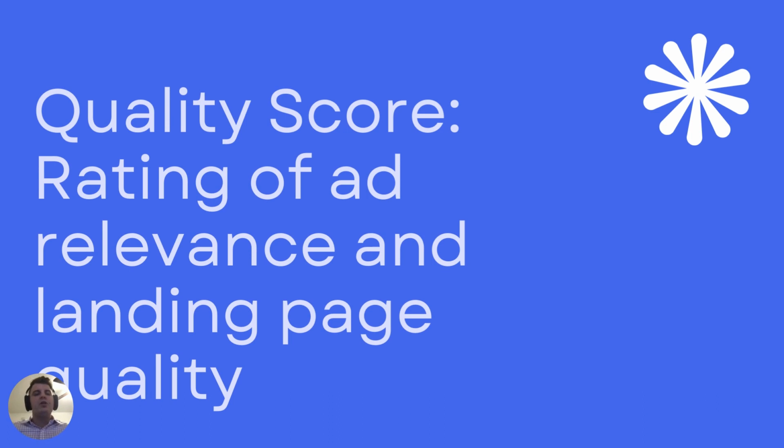Next one, quality score. It's the rating of ad relevance and landing page quality. So this is an internal metric that Google uses to rate each one of your ads, and the more relevant your ad and the better your landing page is, the higher quality score you're going to get from Google. Now, there's multiple different ways you can do this, and this is kind of a two-part thing. You want to make sure that your ads are relevant to the people you're serving it to, and you want to make sure that your landing page is primed for those people. So you need to optimize your landing page and your ad. It's a two-part thing. They need to go together.